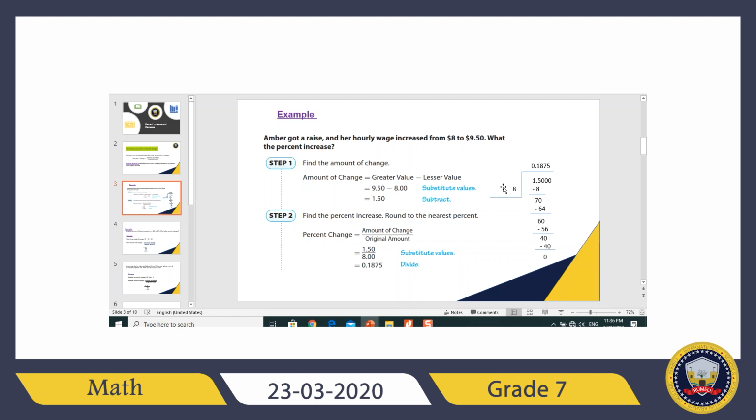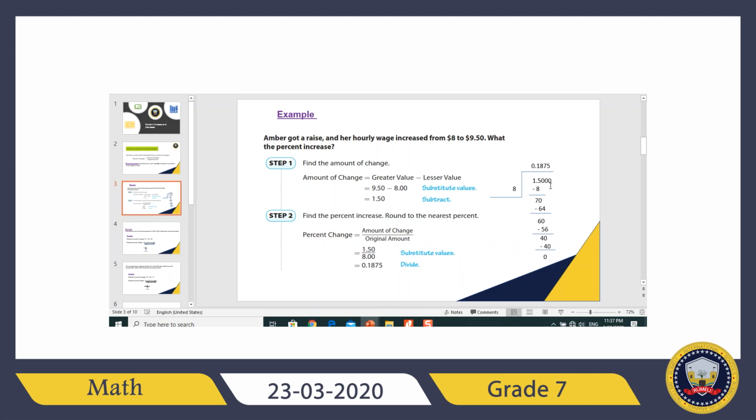Then I ask myself, 8 times what equals 60 or close to 60? So I found the closest number is 56, which is 7. 8 times 7 equals 56. Then I subtract. 60 minus 56 is 4.